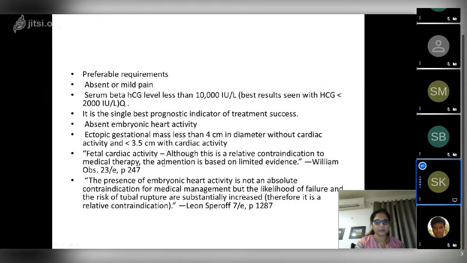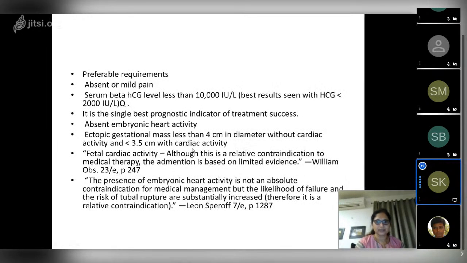Now, an important point to remember here is that although fetal cardiac activity is a relative contraindication to medical therapy, it is based on limited evidence. Even though it is a relative contraindication, most of the times whenever they have tried medical therapy in the presence of cardiac activity, there have been very few successful therapies.